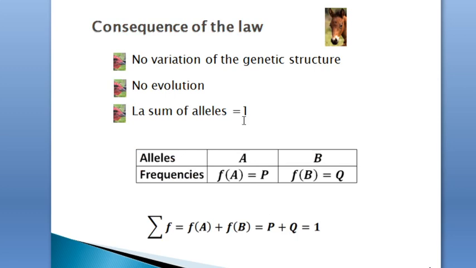Okay, now those conditions give rise to the following consequences. I'm going to focus more on the last one that gives rise to the mathematical expression of the equation of Hardy-Weinberg, that states that for a population in equilibrium, the sum of allele frequencies is equal to 1.